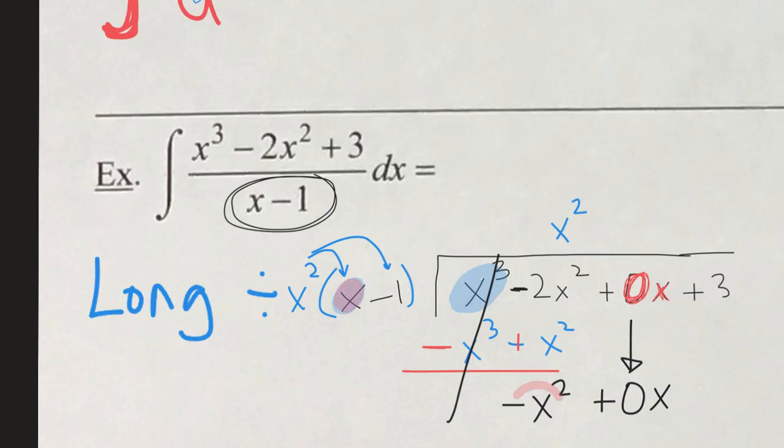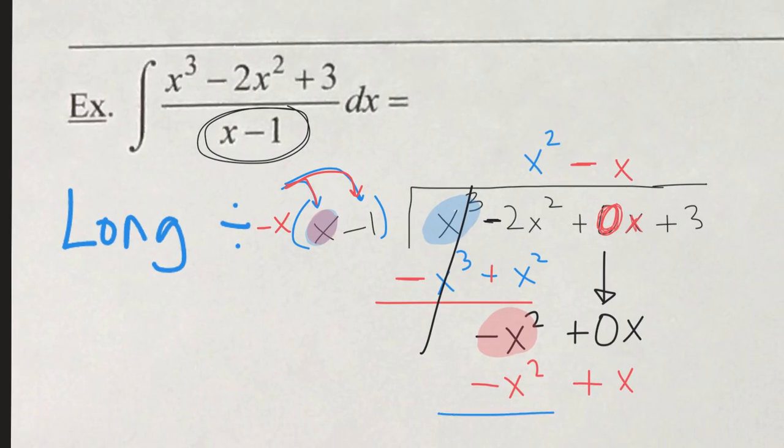X times what is negative x squared? The answer is negative x. Okay, so if we have a negative first term, then we're going to have a negative or a subtraction in your problem up there. Okay, so now this is a negative x that is here. And when I distribute, I get negative x squared plus x, because minus a minus is a plus, right? Negative x times negative 1 is a positive x.